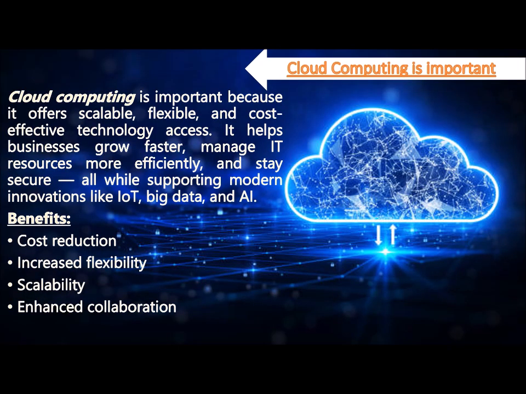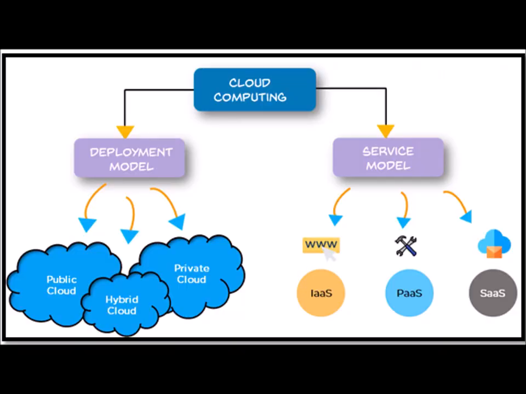So cloud computing is important because it offers scalable, flexible and cost-effective technology access. So it's used to grow business faster and used to manage IT resources more efficiently and provide security. So it is widely used in IoT, big data and artificial intelligence. So mainly the benefit is cost reduction, increased flexibility, scalability and enhanced collaboration. Cost is reduced because resources are shared, and for flexibility and scalability, we can add any number of resources. We can scale up or scale down the number of resources.